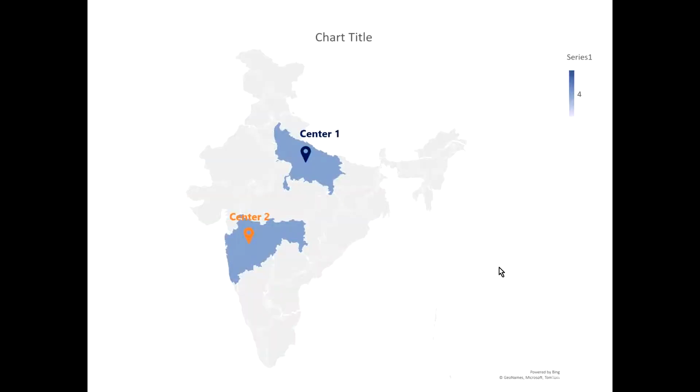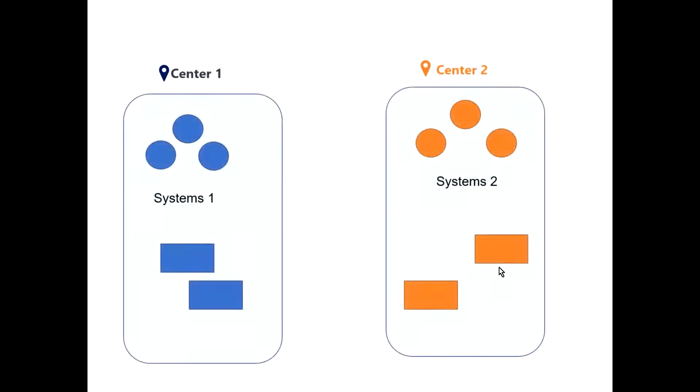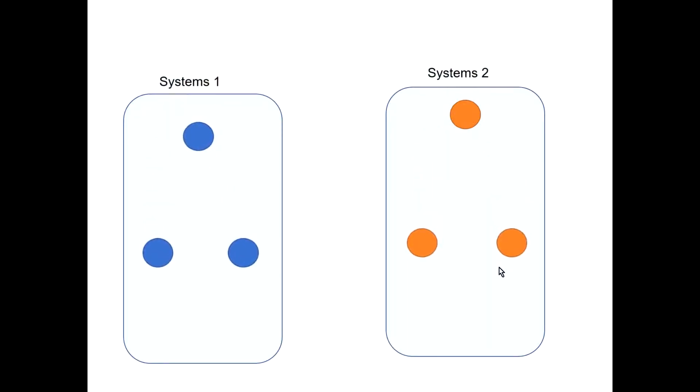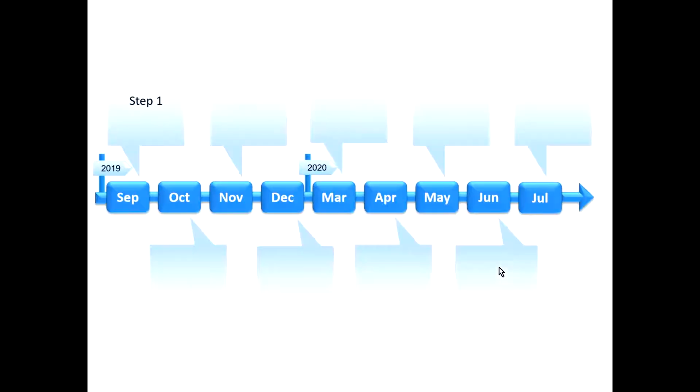So let's start. I have a company with centers in two locations in India. One is in UP and another is in Maharashtra. I'm going to explain the details of the centers in the next slide. Center 1 has got systems 1 with 3 subsystems. Center 2 has systems 2 with 3 subsystems. Let's delve further into systems 1 and systems 2. This shows you the exploded view of each of the systems. The implementation has been done over a certain timeline. Let's go through each step in the timeline in detail in the next slide.